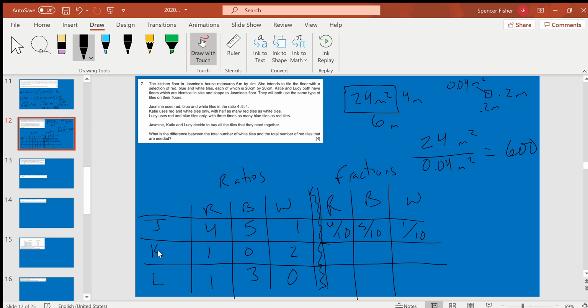For Katie, red is going to be 1 over 1 plus 2, which is 3, not 1 over 2. And then here it will be 2 over 3. And then this is 0 over 3. Obviously, you could just ignore that if you'd like. And then here, 1 over 4, 3 over 4, 0 over 4. And now from here, we can get the actual counts.